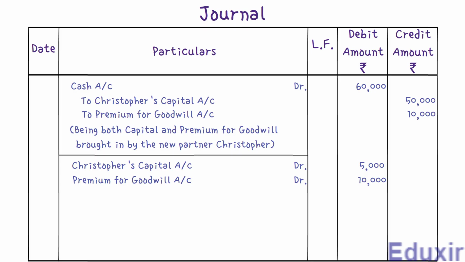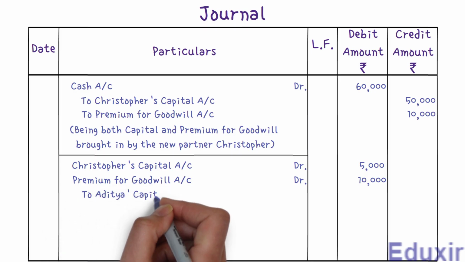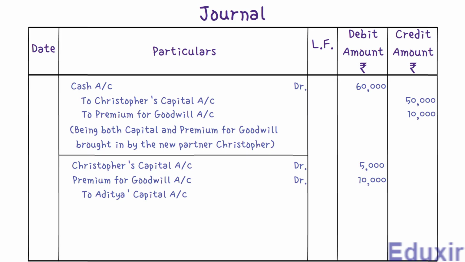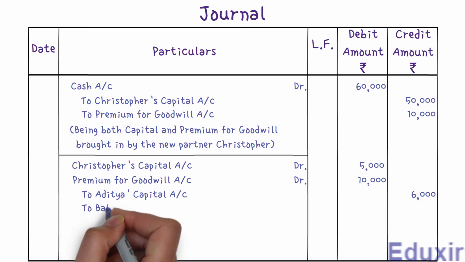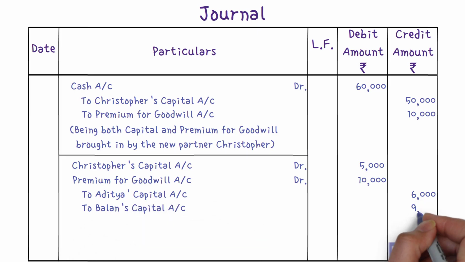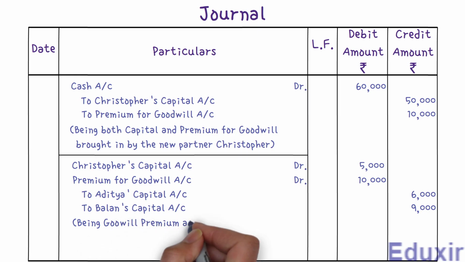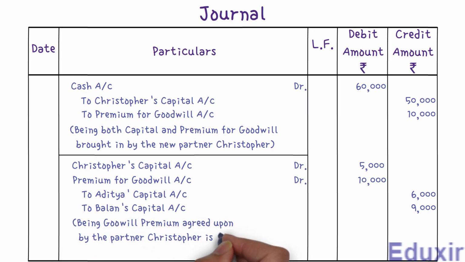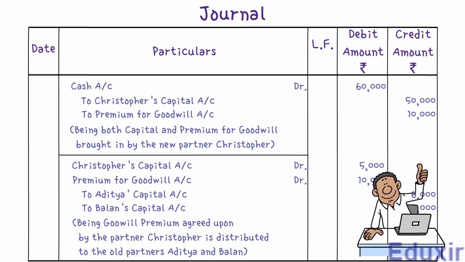Let's then write partner Aditya's capital account as the credit entry. Let's then write the credit amount of 6,000 rupees in the credit amount column. Let's then write partner Balan's capital account as the next credit entry. Let's then write the credit amount of 9,000 rupees in the credit amount column. Let's then write the description or narration of this transaction as being goodwill premium agreed upon by the partner Christopher is distributed to the old partners Aditya and Balan. With that, we have completed the journalizing of this transaction. And with that, we have come to the end of the solution to this problem.